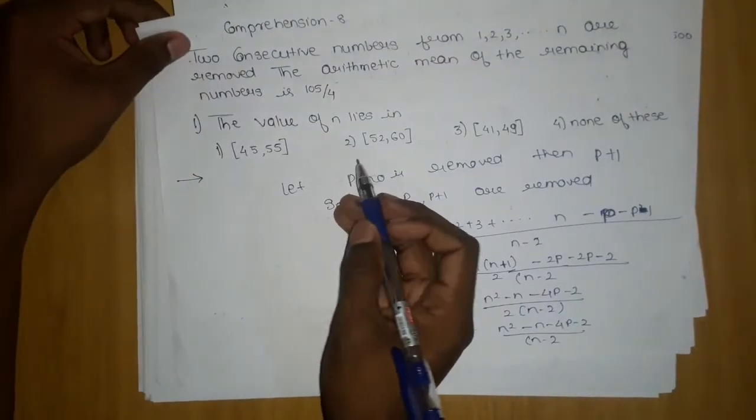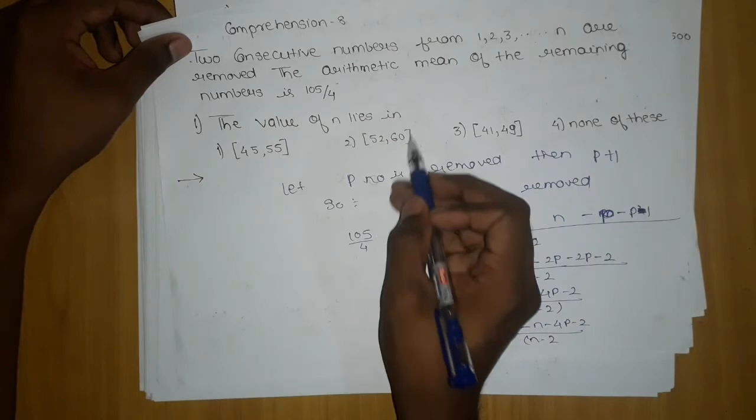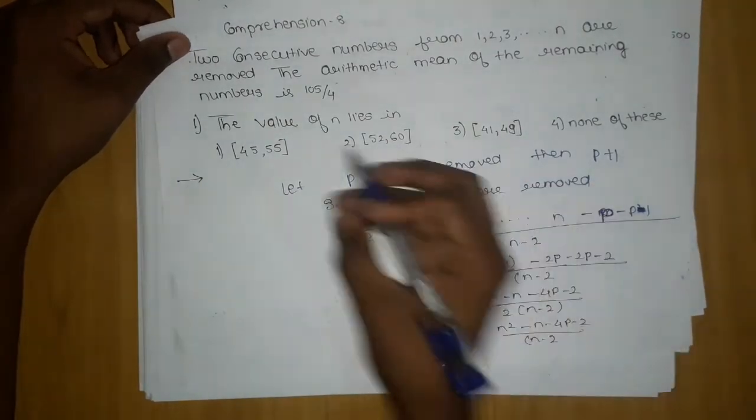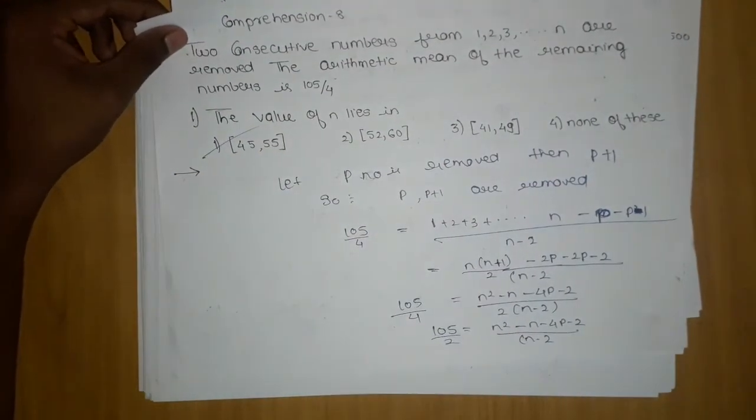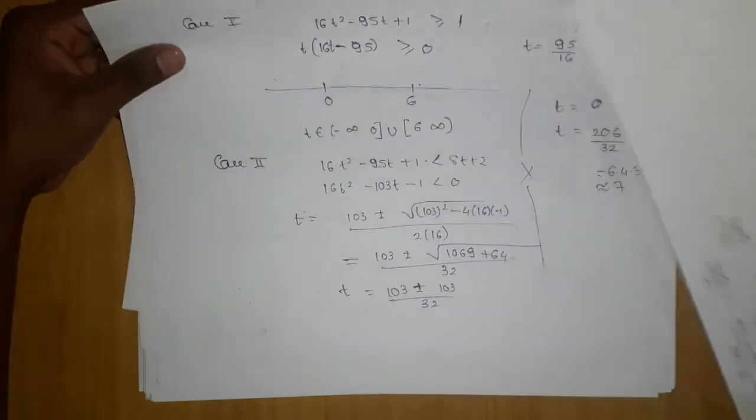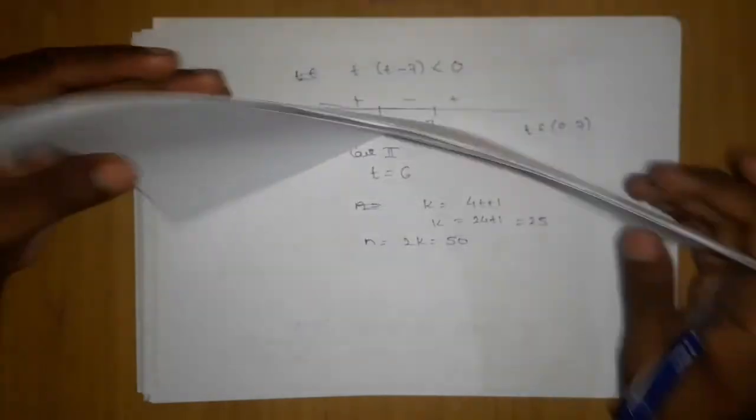So the value of n lies in 45 to 55. 55 to 60 is definitely wrong, 41 to 49 is wrong, and 50 lies between 45 to 55. So the first question is done. The second question is the removed numbers. The removed numbers lie between... so can we get the removed numbers?